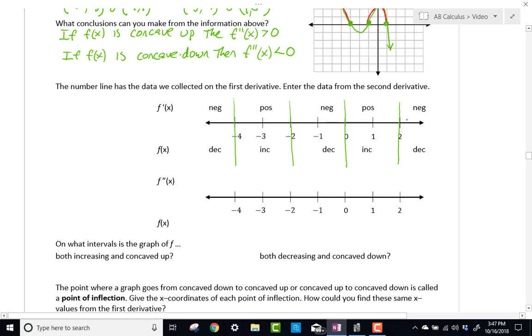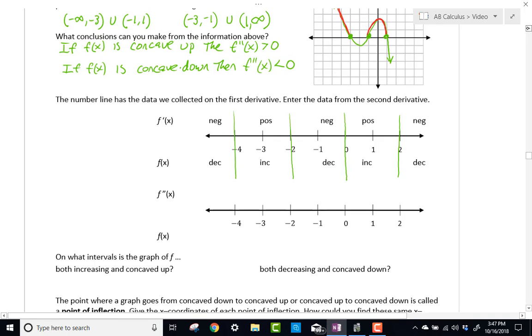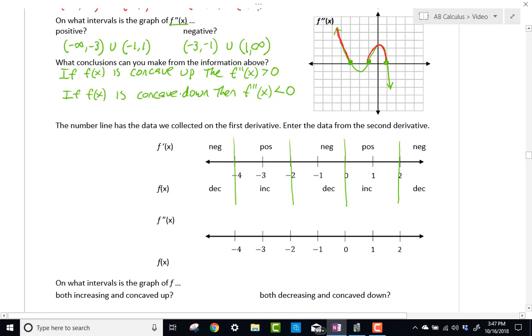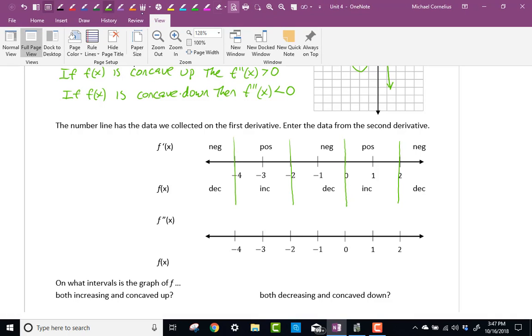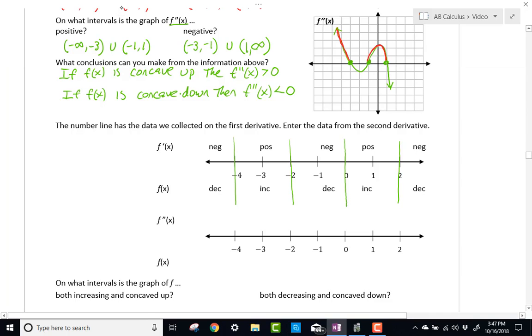Now, if we look at f double prime of x, if you look at the graph just above here, f double prime of x, let's do a different color here. We'll do this one in, how about purple? So f double prime of x was positive all the way up to this point at -3. So if we look at this interval right here, f double prime was positive, and we said that f of x was concave up.